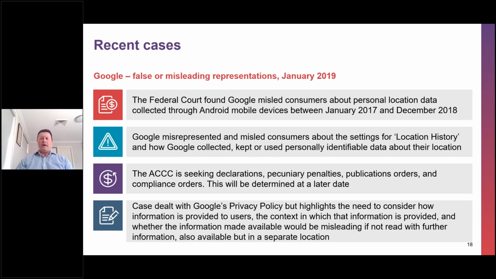Also, between March 2017 and November 2018, when consumers later accessed the web and app activity setting on their Android device, they were also misled because Google did not inform them that the setting was relevant to the collection of personal location data. Now, the case is interesting and of quite broad application because while this focused on the privacy policy which Google had, it could also apply to terms and conditions.